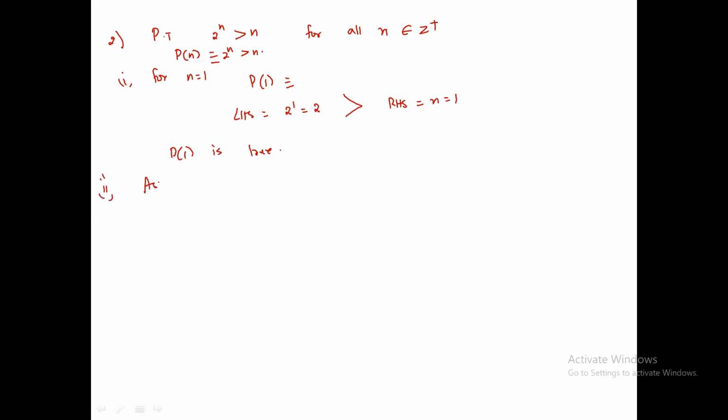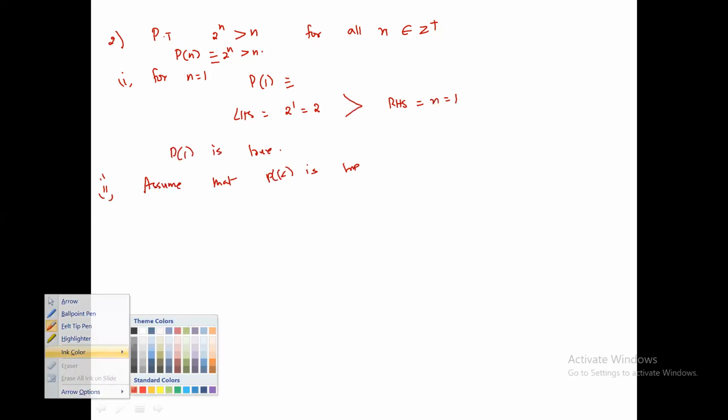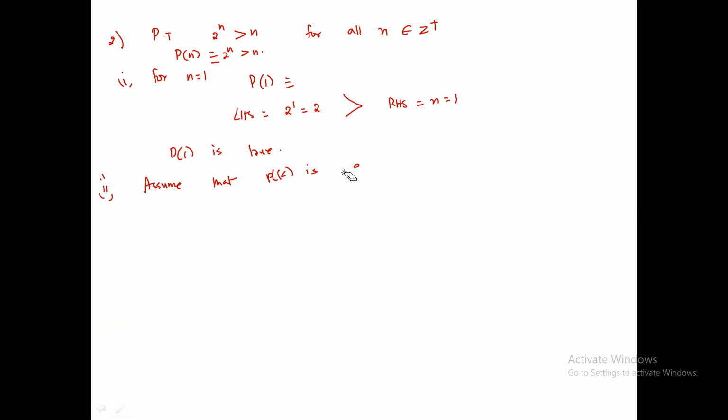Now second, you have to assume that P of k is true. Blindly close your eyes. We are assuming here, we are thinking here. We are not proving anything. For P of k is true. That means, what is P of k? 2 power k is greater than k. Now for the third one, we will take n equal to k plus 1.